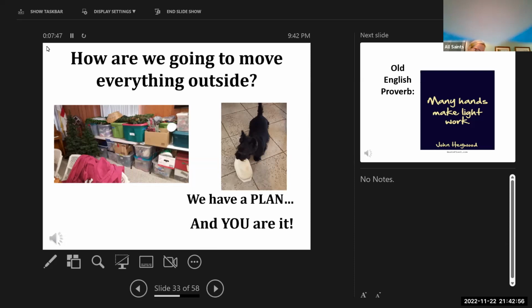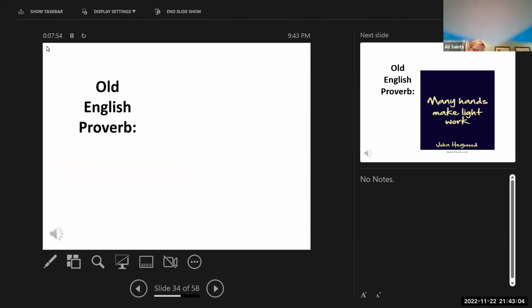That's my little dog. When she was hungry, that's what she would do, or she wanted a biscuit. Oh my gosh.